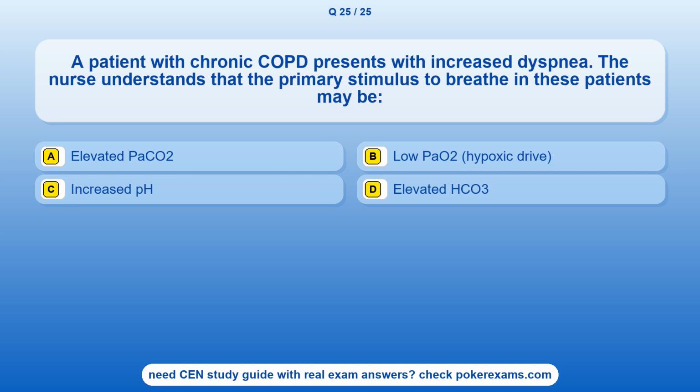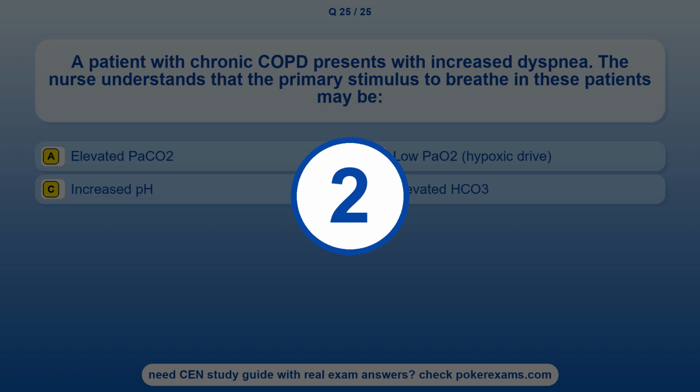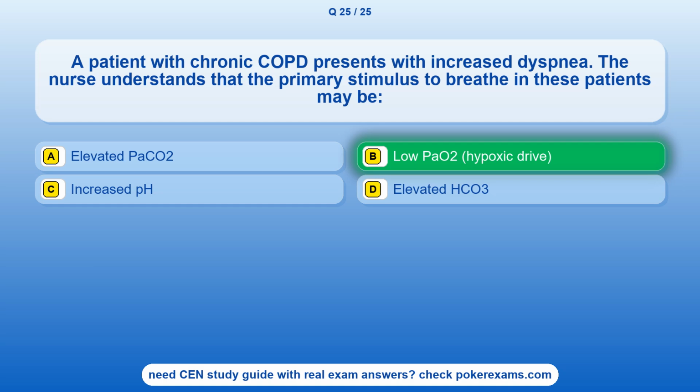Question 25. A patient with chronic COPD presents with increased dyspnea. The nurse understands that the primary stimulus to breathe in these patients may be: Option A. Elevated PaCO2. Option B. Low PaO2, hypoxic drive. Option C. Increased pH. Option D. Elevated HCO3. The correct answer is option B, low PaO2, hypoxic drive.